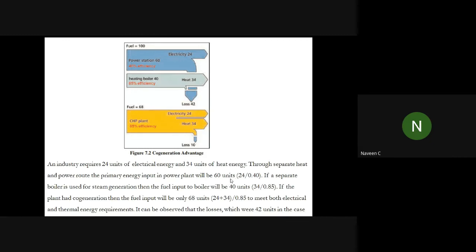You can see 60 units of fuel is supplied to the power plant, but you are getting the output as only 24, and 40 is given to the boiler, and only 34 you are getting. Instead of that, if you give this to the CHP, you will get the maximum output, means 58 out of 68 you will get. Here 58 out of 100 you are getting.